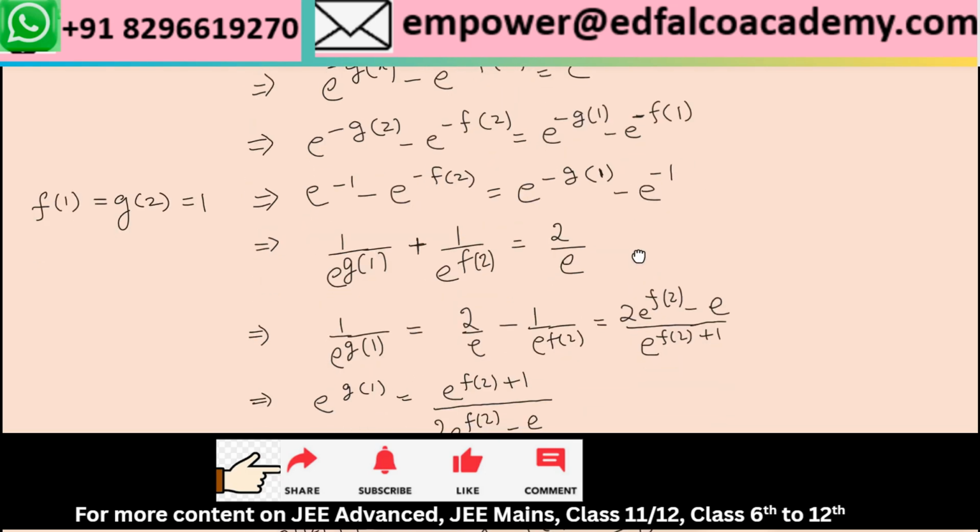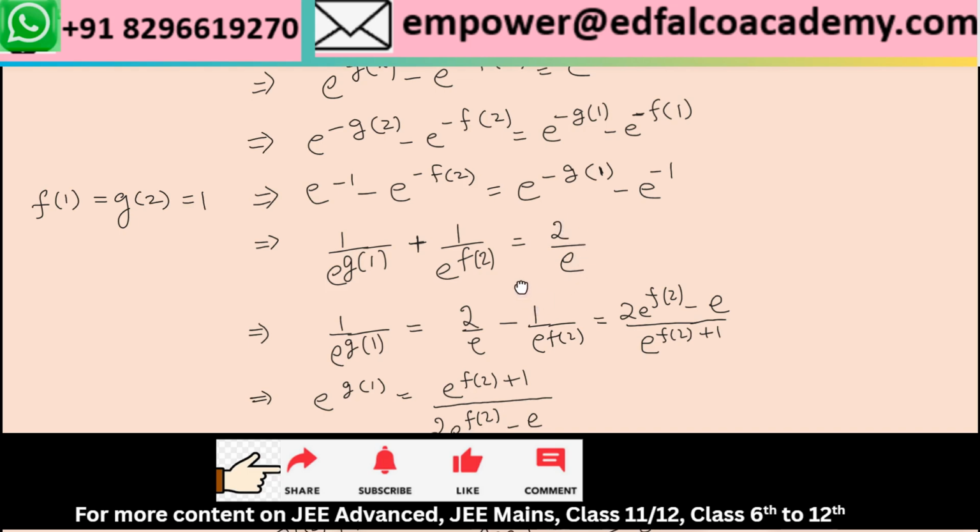So now I will just bring e to the power minus 1, and I will collect all the constants on one side, and then e to the power g of 1 and e to the power f of 2 on the one side. So it will become 1 by e to the power g of 1 plus 1 by e to the power f of 2 is equal to basically 2 by e. So we are done up till here.